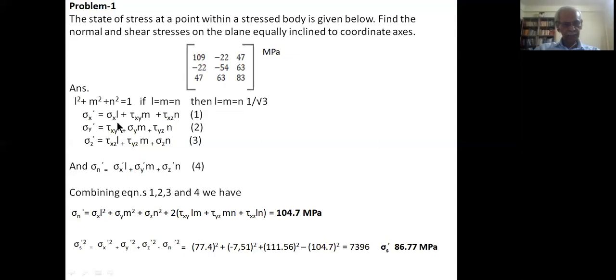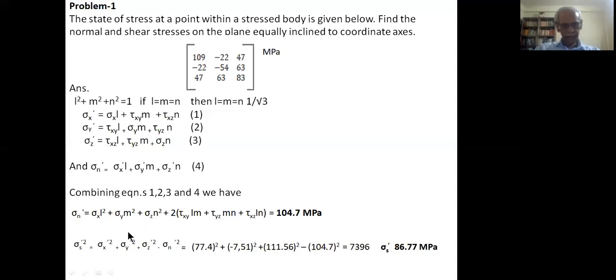And 11. Just substitute this, you will find sigma y dash; substitute this, you will find sigma z dash. And sigma n dash is sigma x dash L plus sigma y dash m plus sigma z dash n. So substitute these values into this, and you get sigma n dash. You can either get the values of sigma x dash, y dash, z dash separately and substitute it here, or put it in this equation and get an equation for the whole thing.